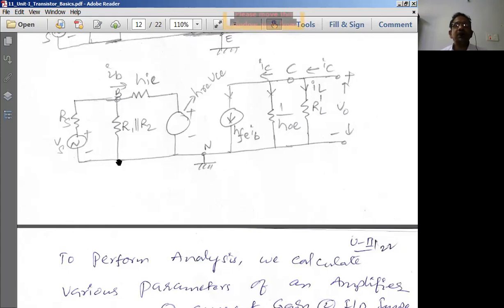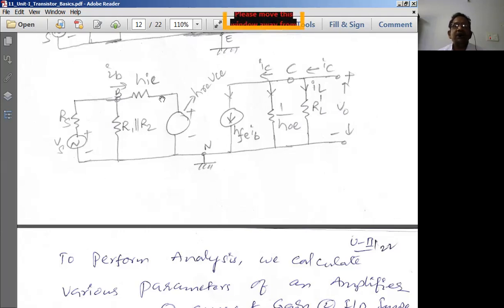In this circuit, there are names given to these internal h parameters. hi is known as the input resistance, or input impedance. hf is the forward current gain, and ho is the output admittance. Then ib is the input current due to the AC signal, and hr is the reverse voltage gain. r stands for reverse voltage.